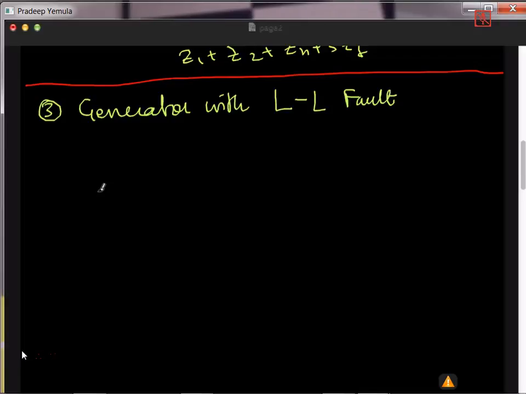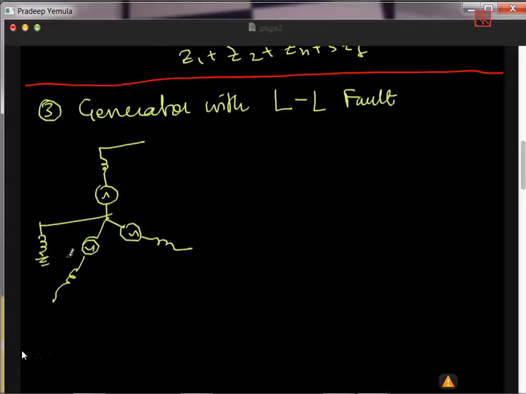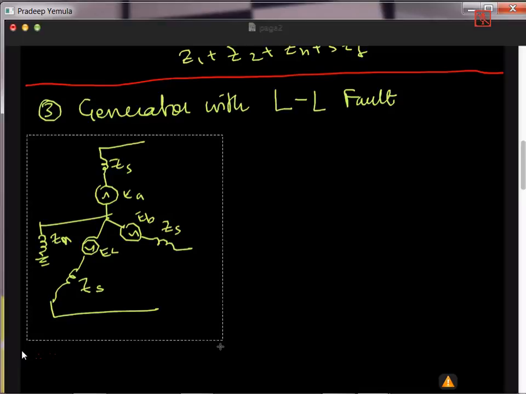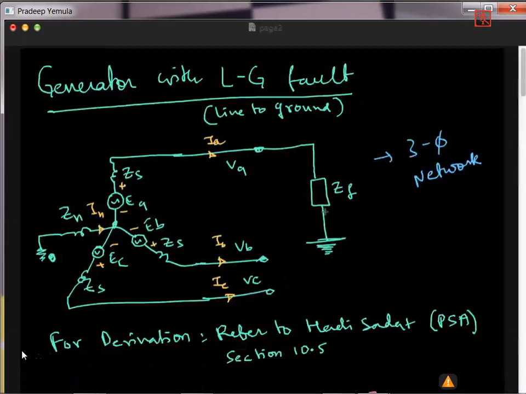So again, how does it look like? There is a generator, there is another phase of the generator, another phase of the generator. Then there is a neutral Zn. So this is ZS, ZS and ZS, EA, EB, EC. In fact, I should have copied the previous diagram. In fact, I'll do that. Sorry for the disturbance. I'll just delete this and copy this.